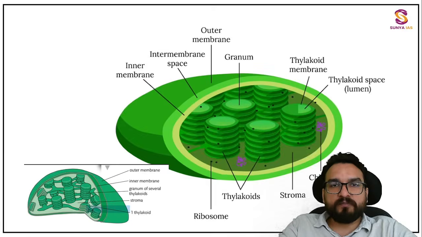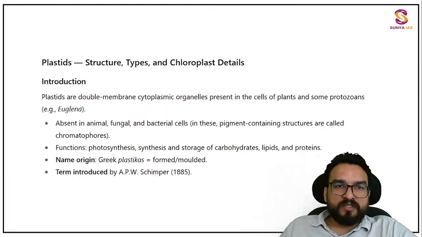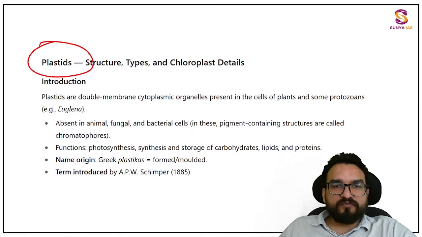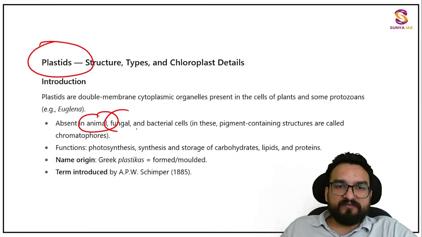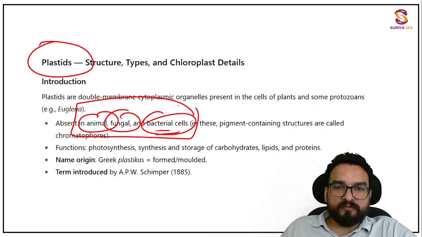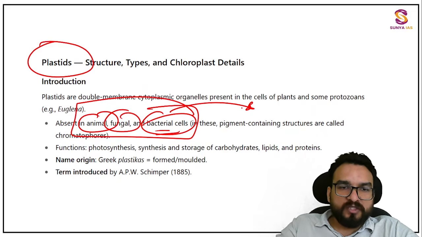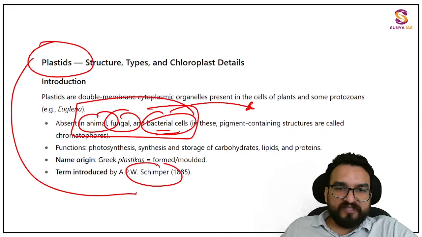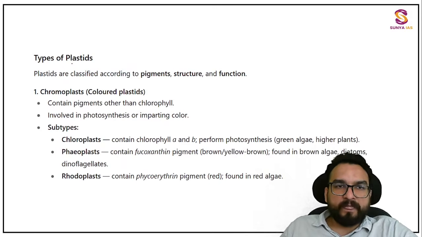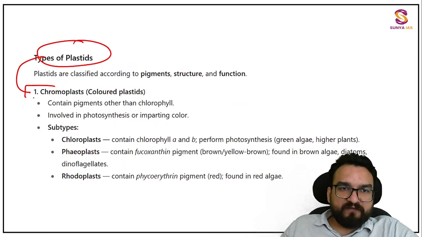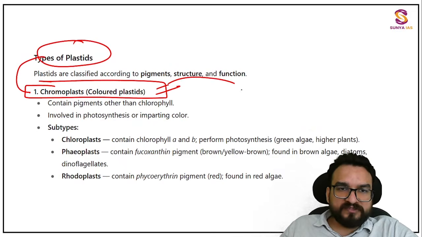Let me take you to the plastids. So plastids I have told you over here. Now plastids you will be finding are absent in animal, fungal and bacterial cells because they are not capable of generating their own food. The term was introduced by A.V. Schimper. Schimper you will be remembering. The type of plastids when you will be finding: one, chromoplast, colored plastids.